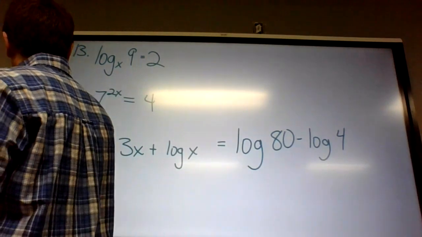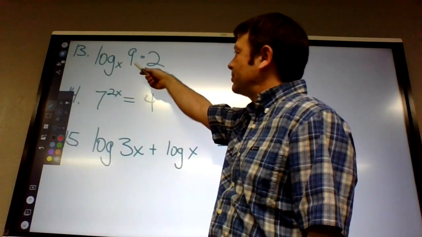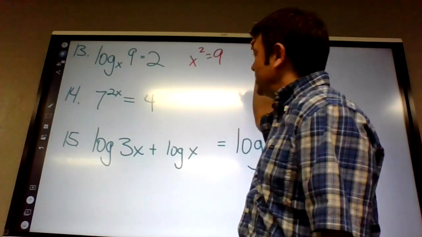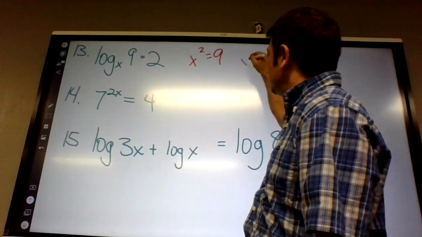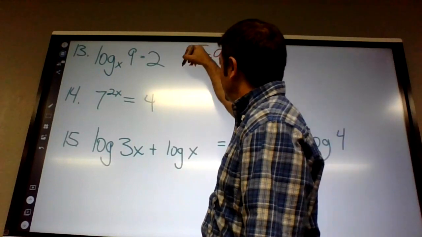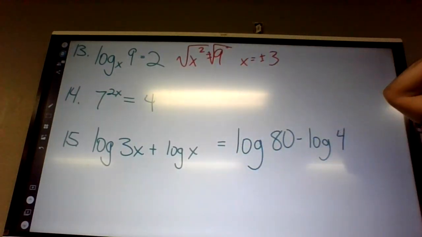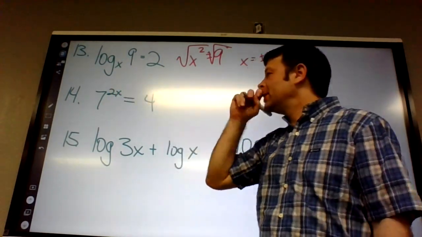Okay. So yeah, this kind of goes back to earlier. How do I change this to exponential form? X squared equals 9. And then how do I solve that for x now? To get rid of the square, use square root. Plus or minus 3.